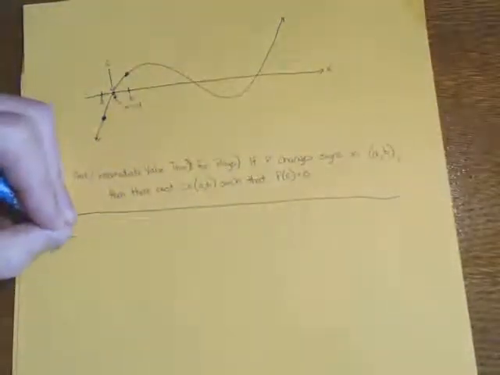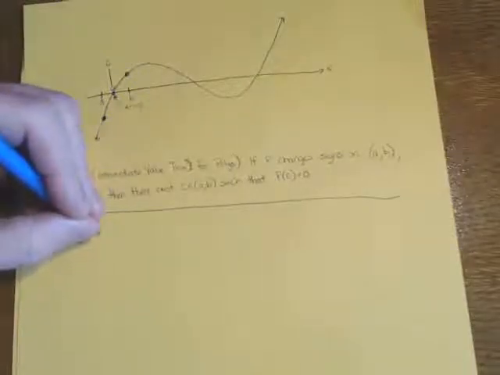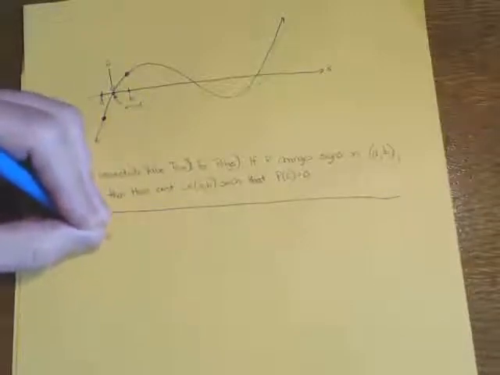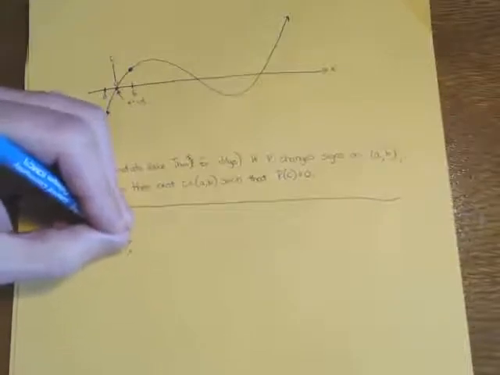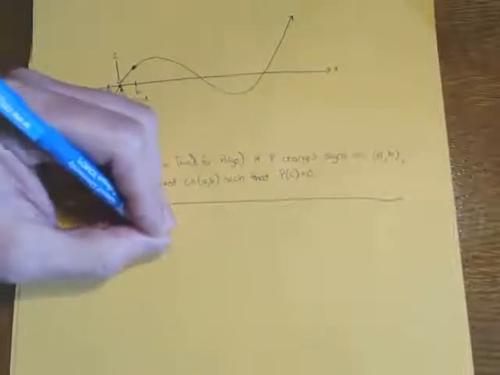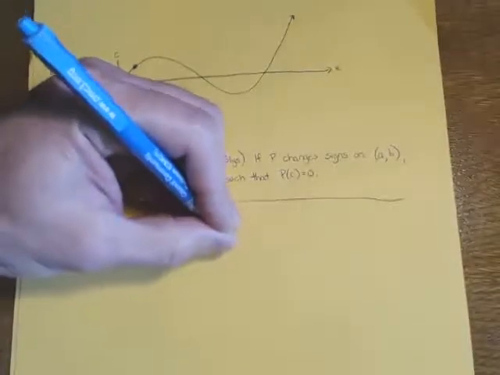So let's do an example for graphical purposes. Let's graph one that's actually pre-factored. I'm going to graph p of x is equal to x minus 2 times x plus 1 times x minus 3.